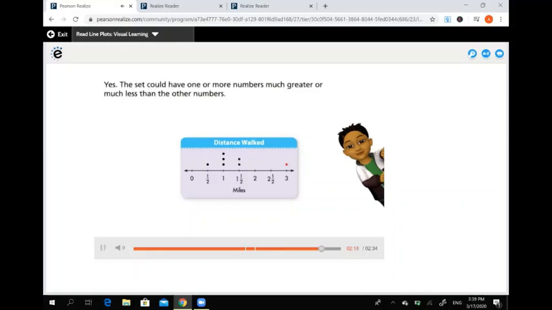Yes, the set could have one or more numbers much greater or much less than the other numbers. If I have a number much greater or much less than the others, it means this is an outlier. Like 3 here, it's much more than the others. 3 miles is far away from 1.5, so it's not close to them, so 3 is an outlier. And in this number line, we only have one outlier, which is 3.